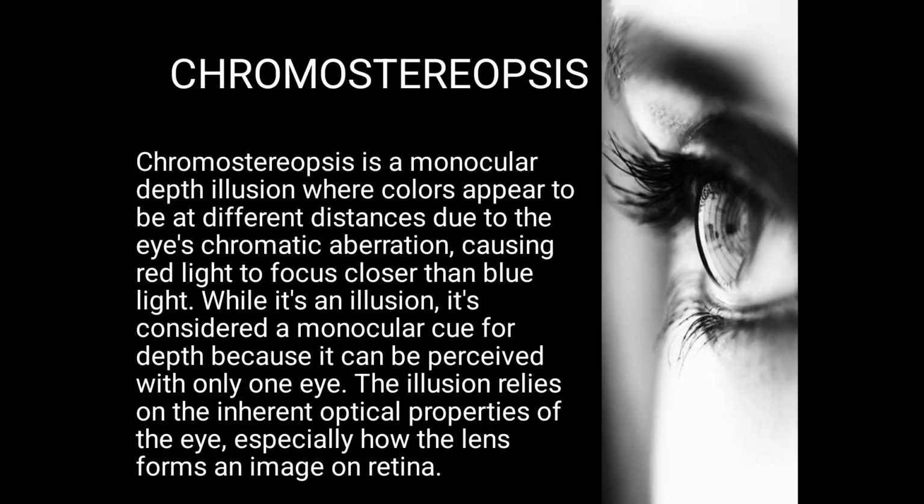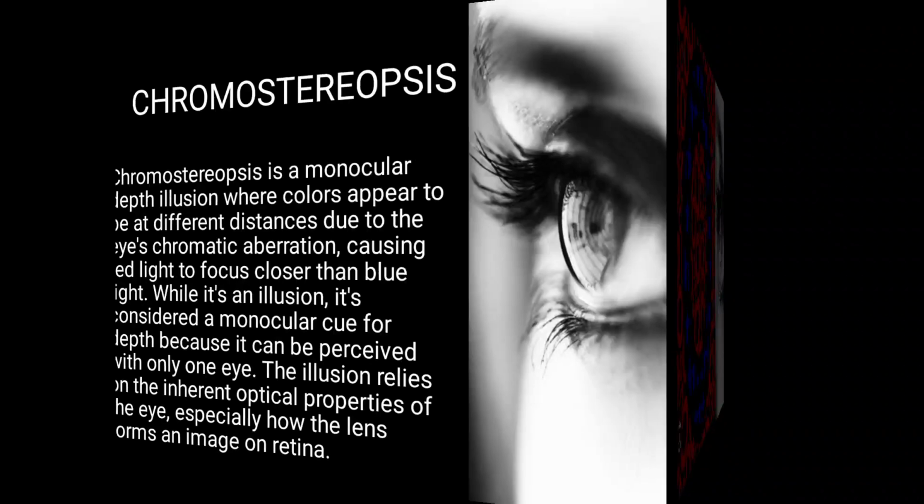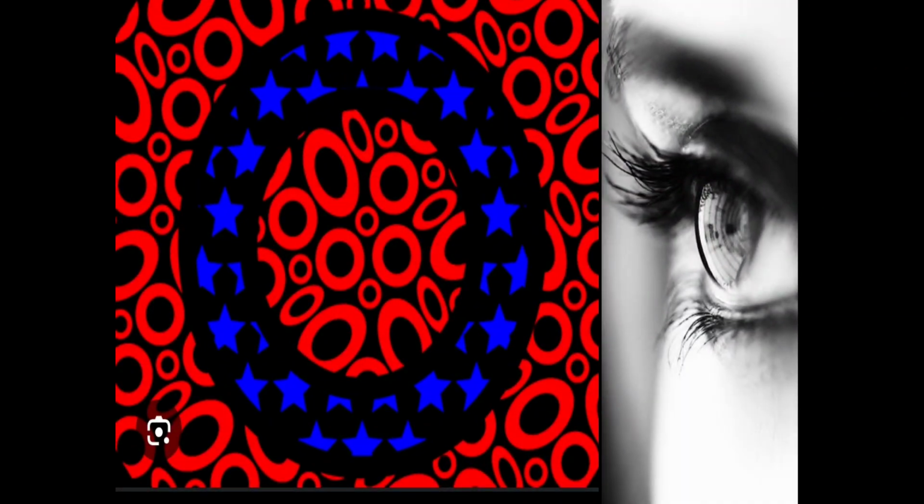Next one is chromostereopsis. Chromostereopsis is a monocular depth illusion where colors appear to be at different distances due to the eye's chromatic aberration, causing red light to focus closer than blue light. While it's an illusion, it takes place because of wavelength, because the red color has the longer wavelength and the blue color has the shorter wavelength.